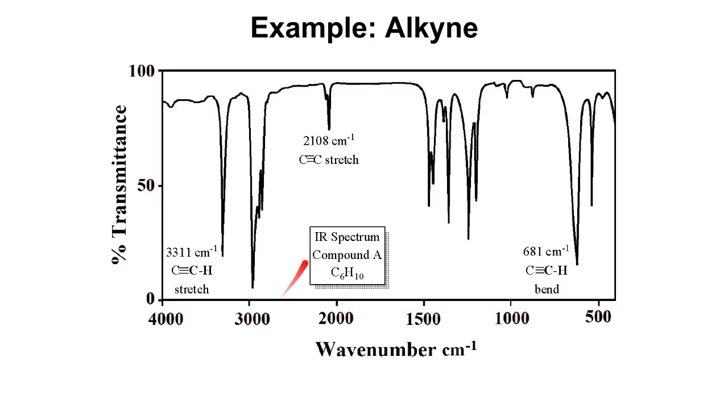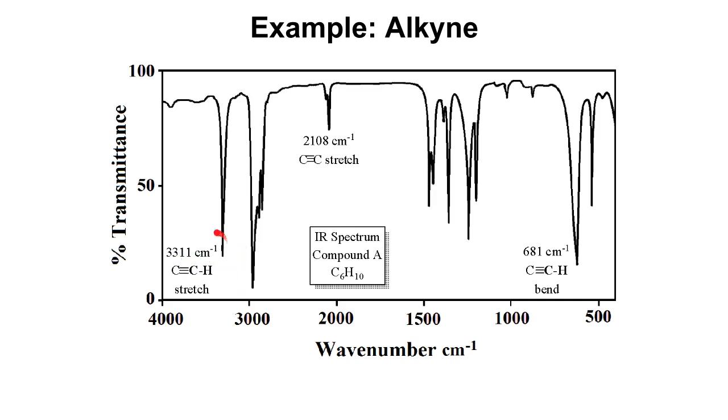So here's an example with an alkyne. You can see this peak right here, the 2108 peak, is for the carbon-carbon stretch. Okay, that's for the triple bond. Now, of interesting note here, you can also see the stretch for the carbon-hydrogen bond involved with the alkyne. So remember that we said when we have an alkyne, a CH stretch above the 3000 mark is right here.